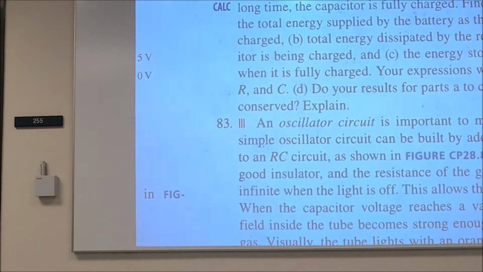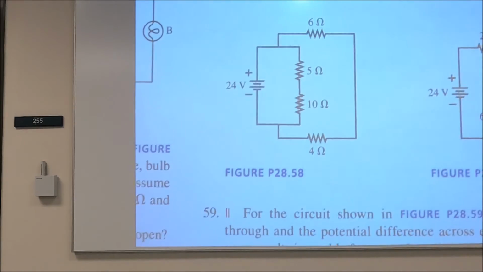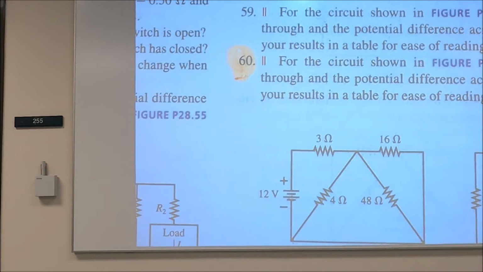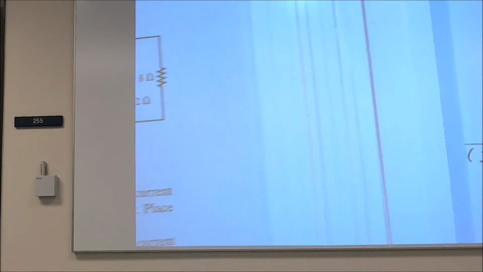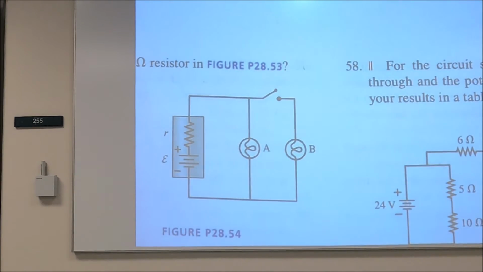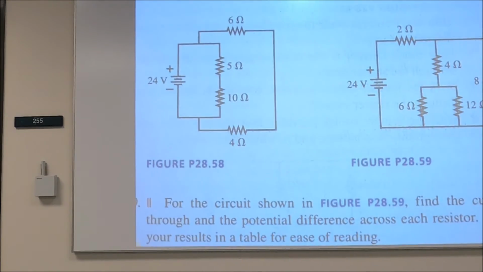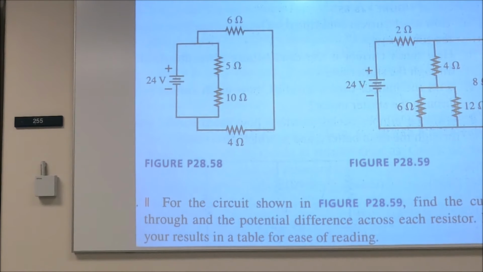So let's look at problem 59. Now, problem 59 says, for the circuit shown, find the current through and the potential difference across each resistor. Place your results in the table for ease of reading.